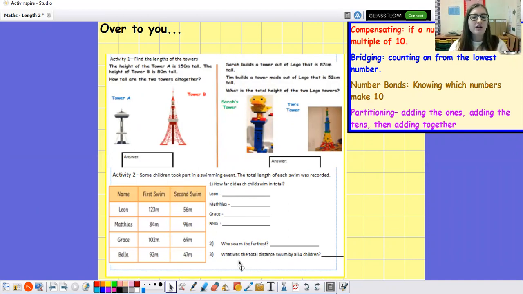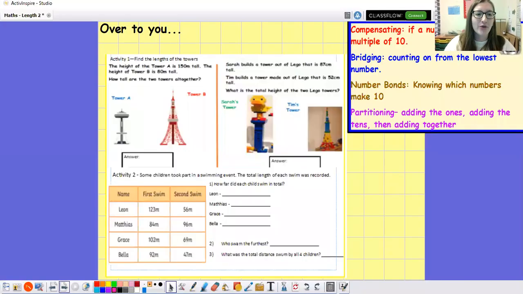And then I want you to have a go at telling me what was the total distance swum by all 4 children. So you're going to have to add all 4 of their totals together. And I'll give you a hint or a helpful tip. Try not to add all 4 together in one go, because sometimes you might make a little mistake. You might want to add Leon and Matthias together first, then Grace and Bella together, and then take those 2 answers and add them together to see how far all children swam. So pause me now and have a go. Good luck.